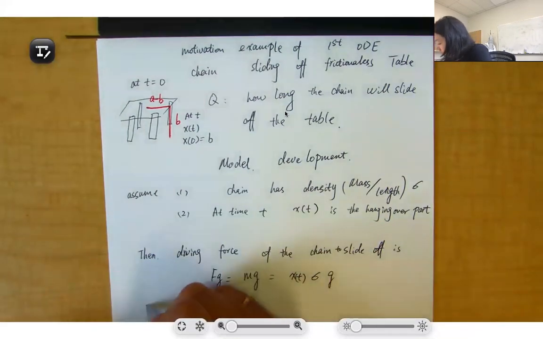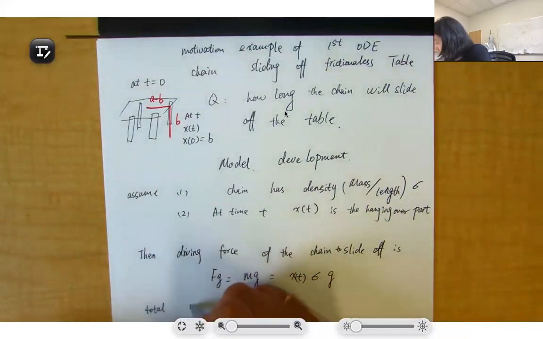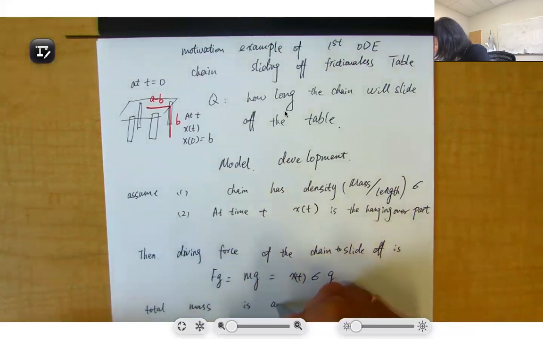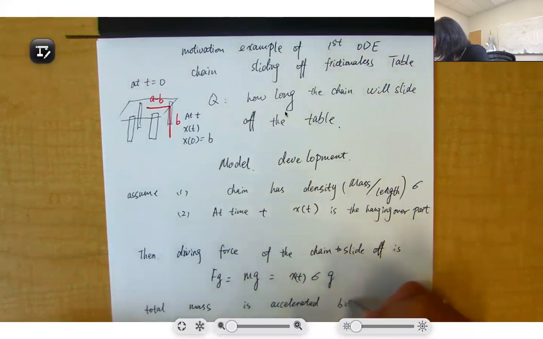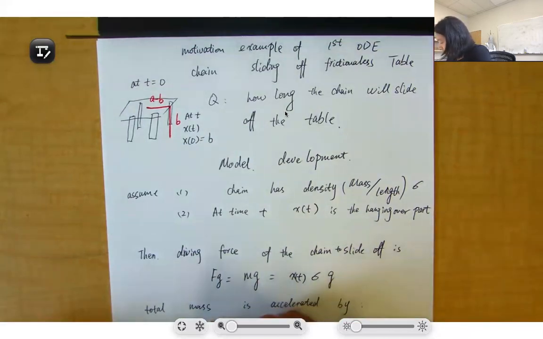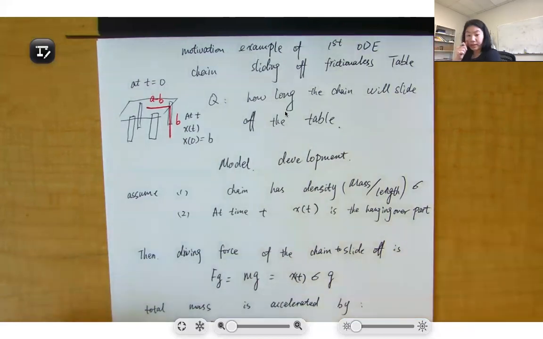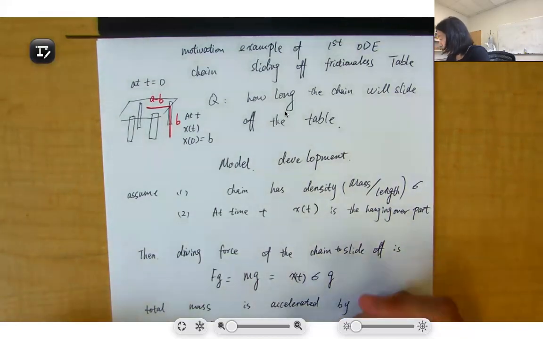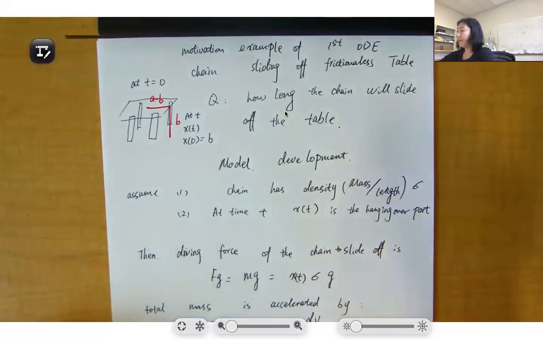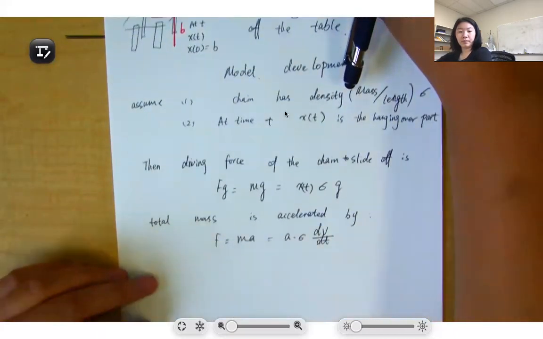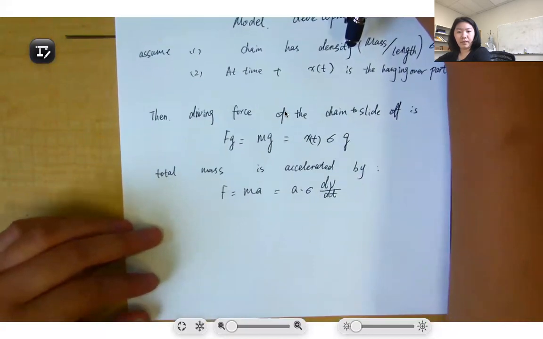Then the total mass is accelerated by this driving force, F equals ma. So this is the total mass, which is the total length times the density, right? And then it will be accelerated by the acceleration part, which is dv over dt.